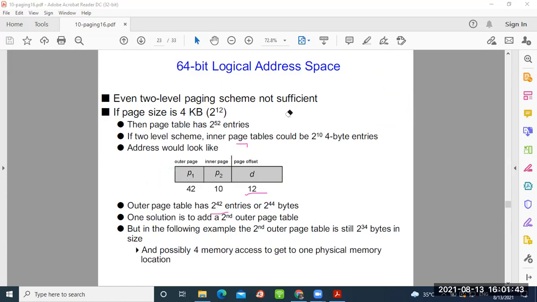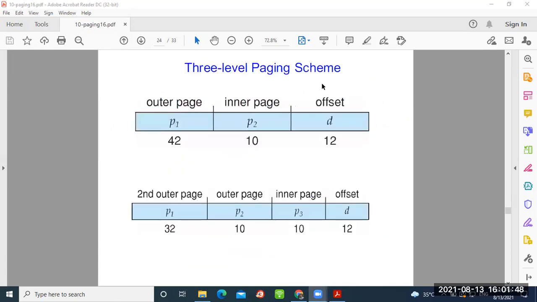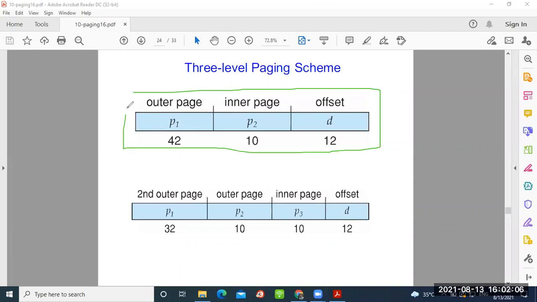Sometimes they ask this question: how can we implement this two-level paging? Similarly, this concept can be elaborated for three-level paging also. This first diagram shows your two-level paging where P1 and P2 are two page table representations. This can be further divided. Now this is divided into three-level paging.